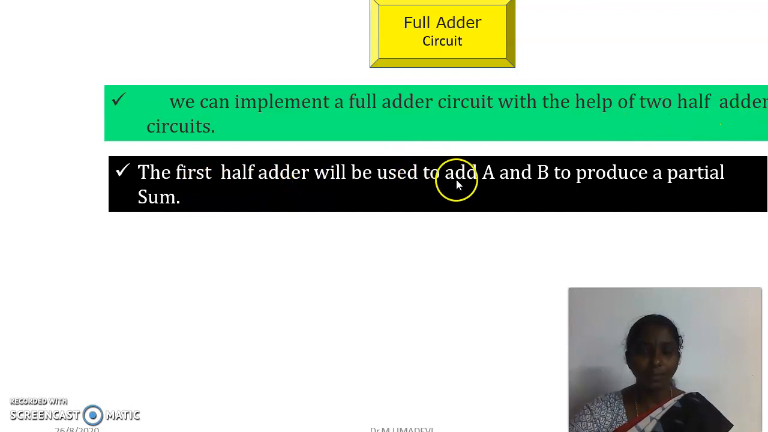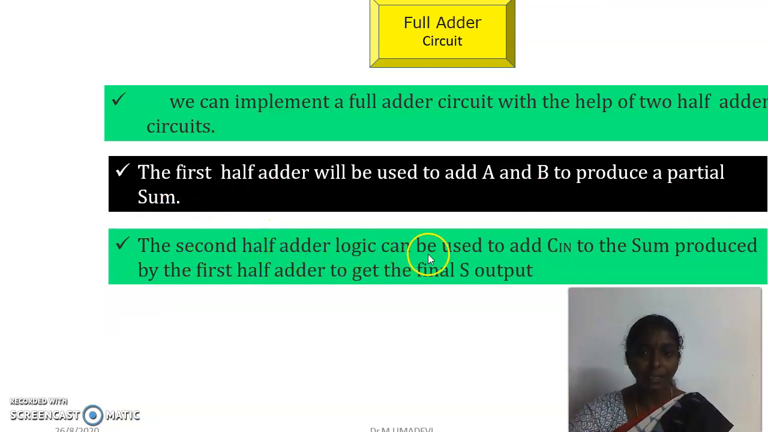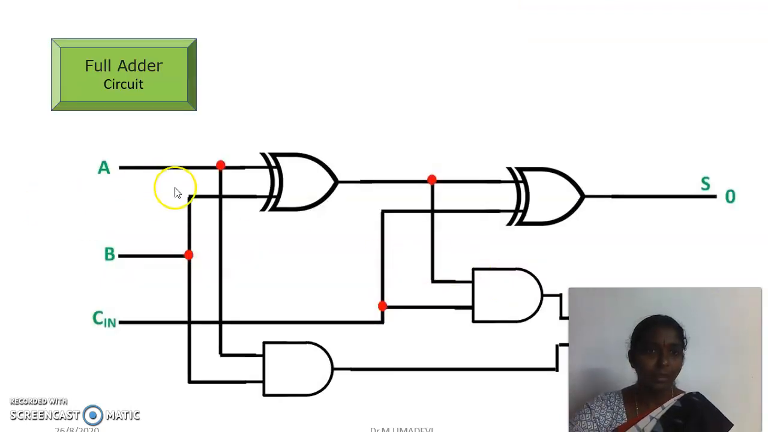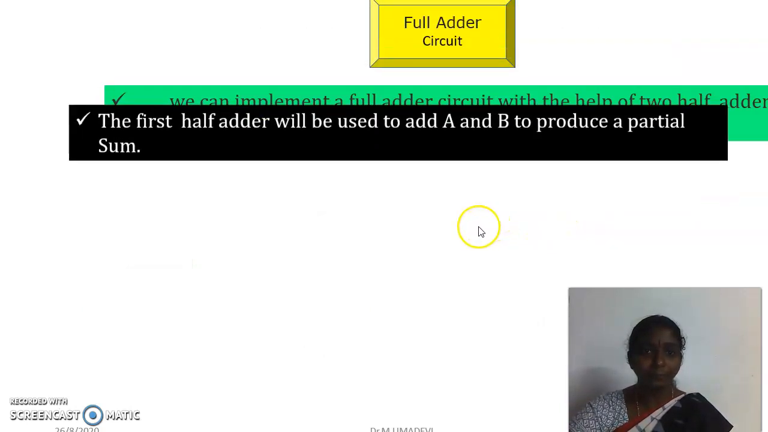The first half adder will be used to add A and B to produce a partial sum. The second half adder logic can be used to add Cin to the sum produced by the first half adder to get the final output. See, I will explain here. The first one takes A, B and produces an output, which is given to this exclusive OR gate. C is now the C input, and the output of A B is fed to the exclusive OR gate, which produces sum. I think you can understand the concept now.